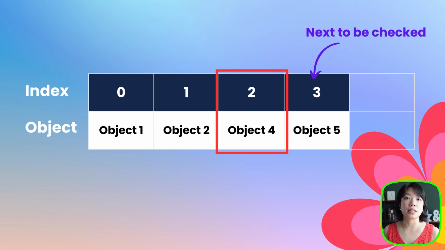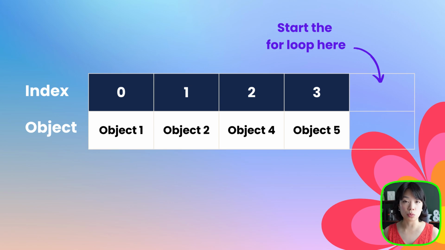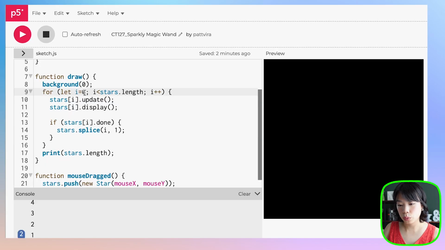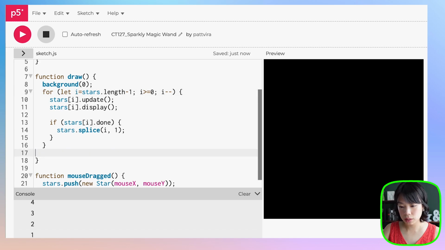And so how we can fix this is actually quite easy. Instead of looping it forward from i equals 0 to the length of the array minus 1, we just loop it backwards. So we need to start with i equals stars.length minus 1. Then if i is greater than or equal to 0, then we decrement it. And by looping it backwards, we solve the issue of an object being skipped. And if I click run, it still works. All right, so I'm going to delete this print.